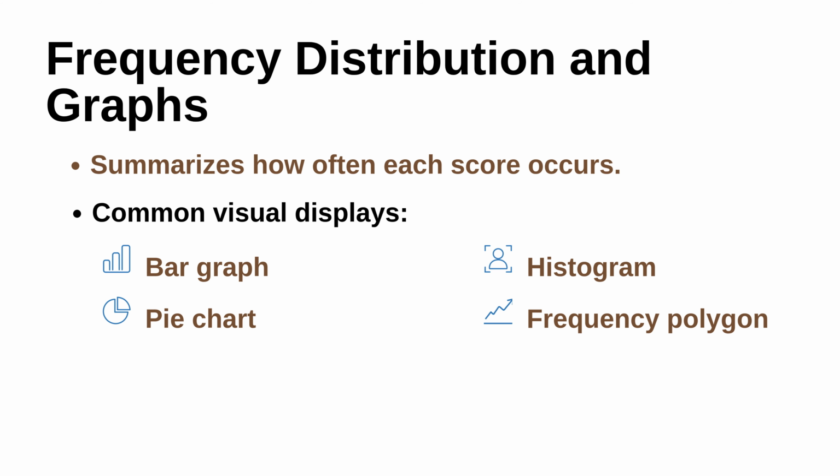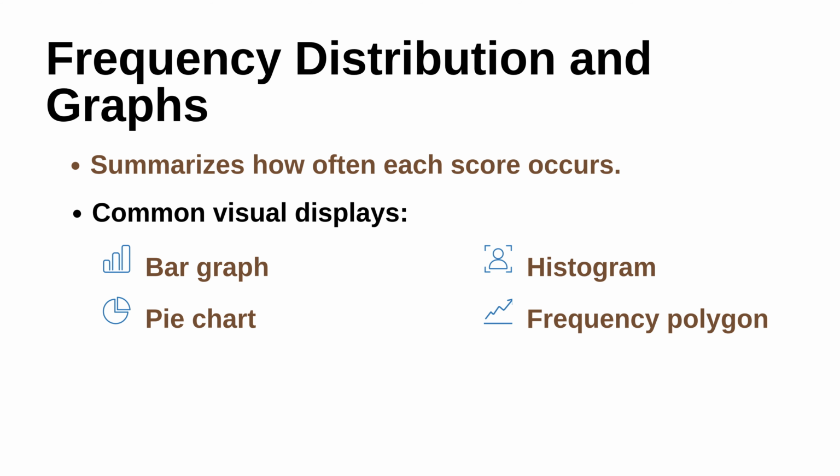The frequency distribution shows how often each score occurs in the dataset. Visuals make interpretation easier. The most common forms include, aside from the tables, we have the bar graphs. This is good for categorical data like gender or diagnosis. And then we have the histograms. These show continuous data such as age or blood pressure.